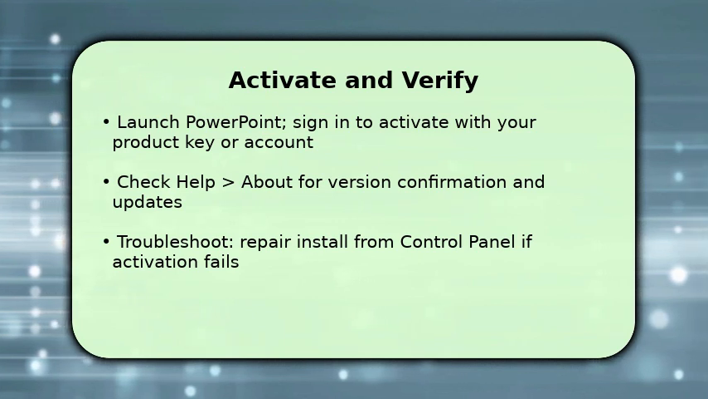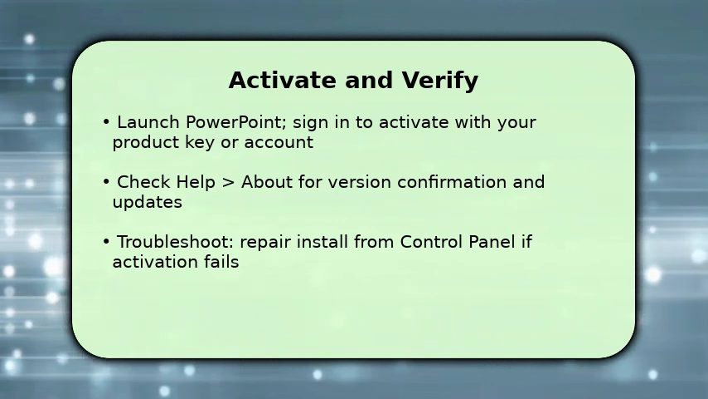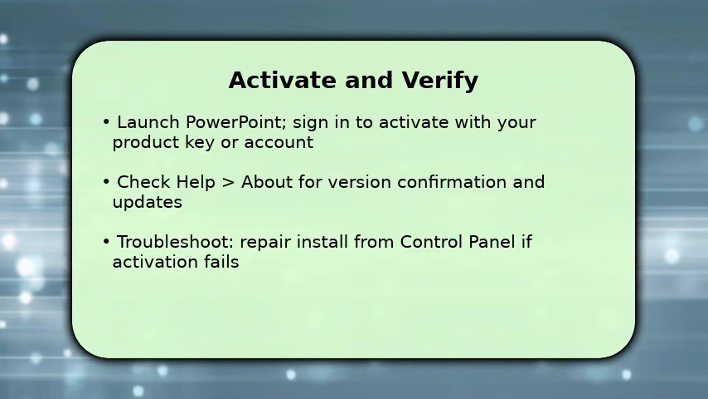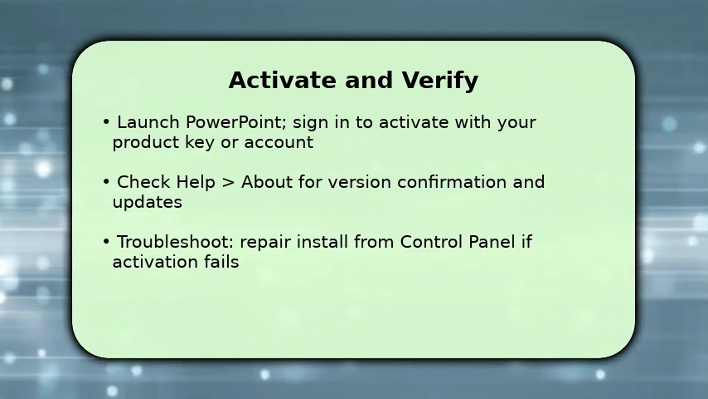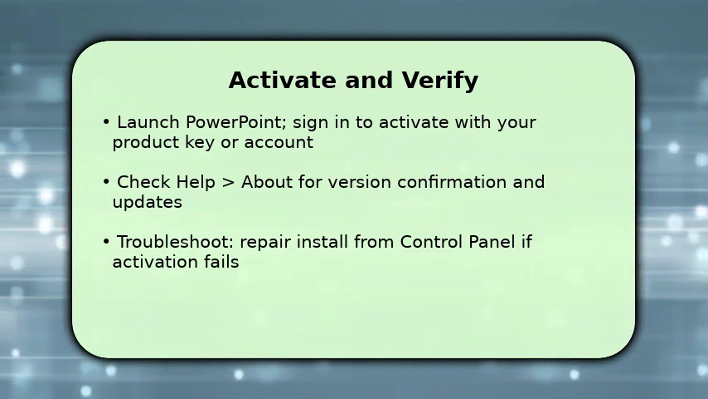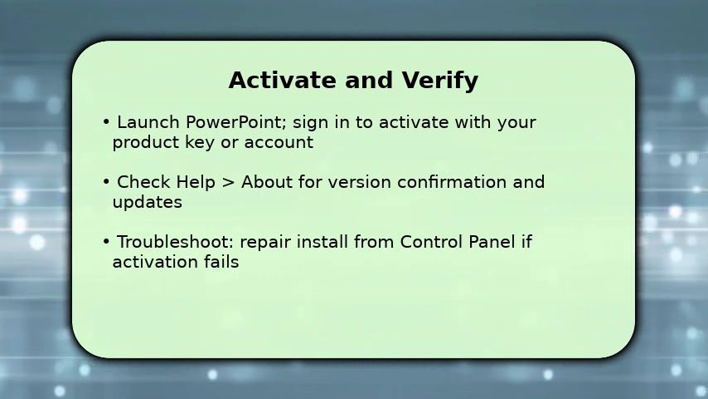If something goes wrong, use Control Panel, Programs, Change and select Repair. This reinstalls missing components without losing settings, often resolving activation or startup errors quickly.